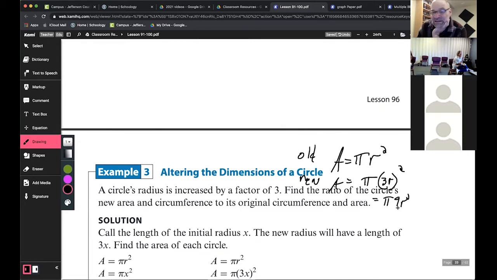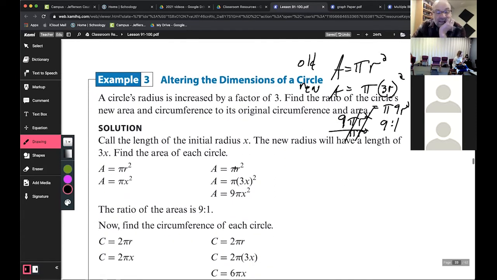Well, can you figure out what the ratio, what the difference is? If you put these on top of each other, 9 pi r squared over pi r squared, it's just a 9-to-1 ratio. Okay.